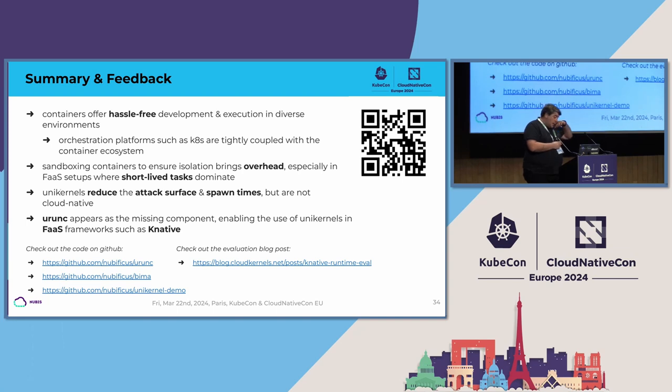All of our code is open source, so you can see from the links, you can go and play with urunc, with Bima, the tool that we built for the OCI image. We also have the workflow for building the Unikraft image and the generic application and pushing it to our registry. So you can play with that. We also have a blog post about these numbers, with details on how we took them and what configuration we used for Knative.